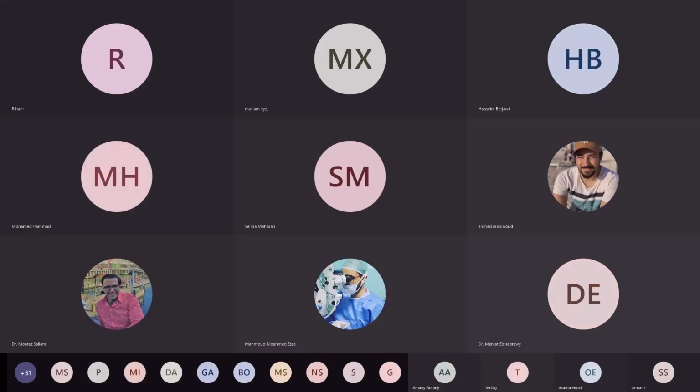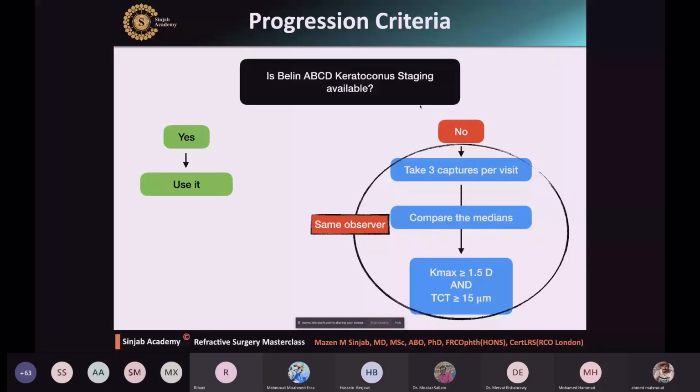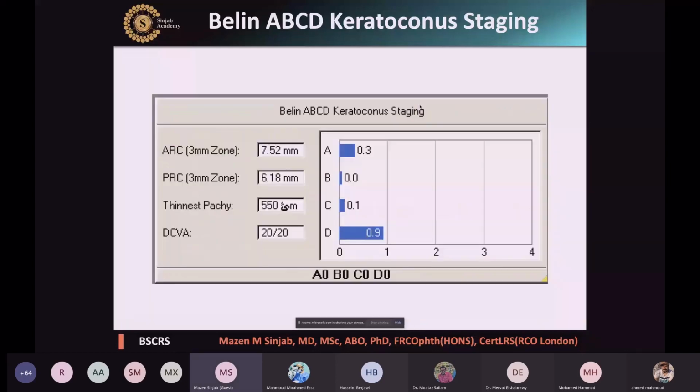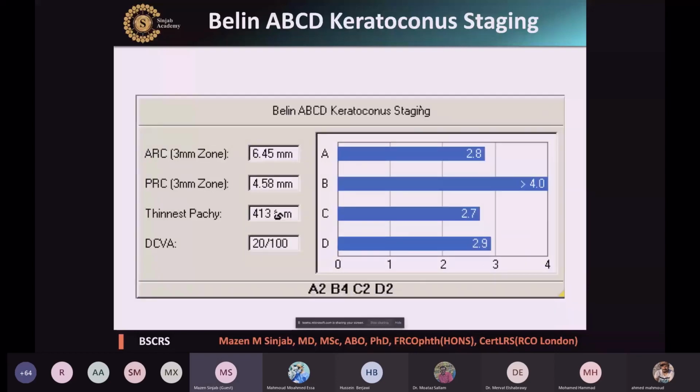ABCD keratoconus staging is much more accurate, but if you don't have it, then you have to depend on these 2 criteria, putting in mind same observer, same technician taking their captures, and take 3 captures per visit. Do not depend on only 1 capture. This is the Belin ABCD. It classifies the cornea, whether it is less than 1, more, and so on. And it can monitor whether it changes, it jumps from 1 to 2 or 3 or 4, which means progression.